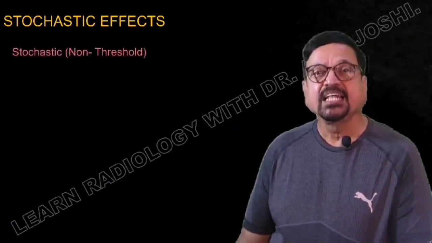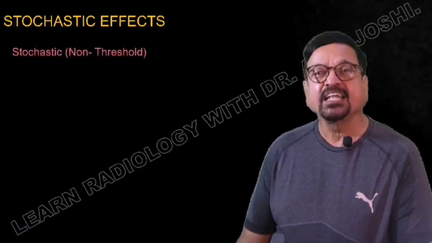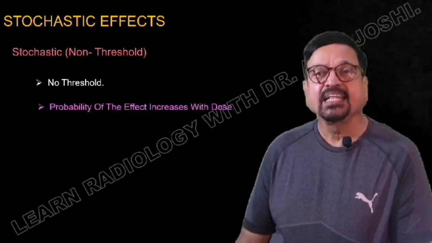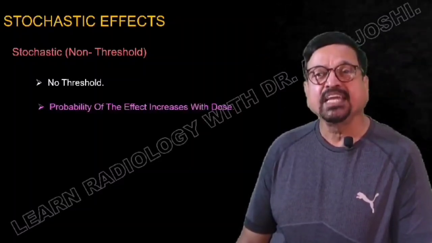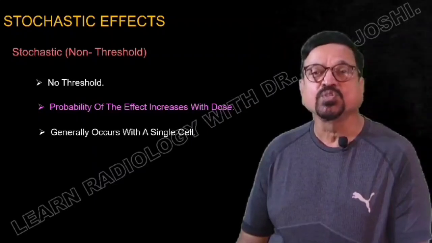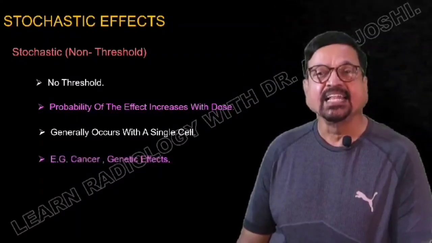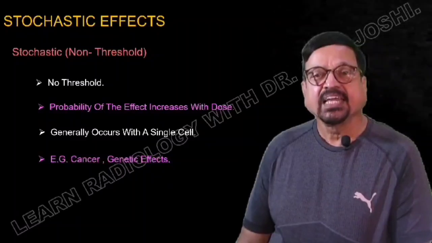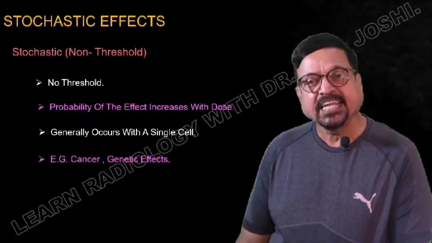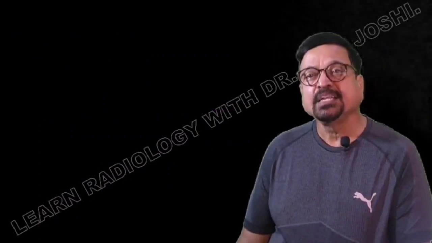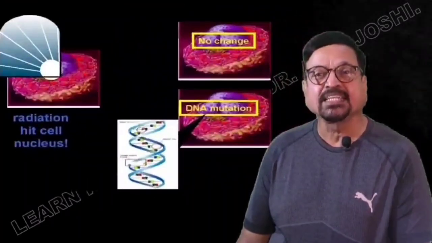Now, what are the stochastic effects? Stochastic effects are non-threshold. They do not depend on a threshold. The probability of the effect increases with the dose. Generally, it occurs with a single cell. Now, there can be, e.g., cancer, genetic effects, or multiple other effects like we have already described.